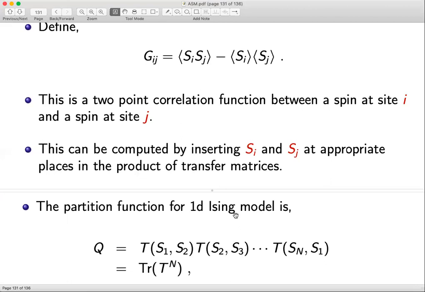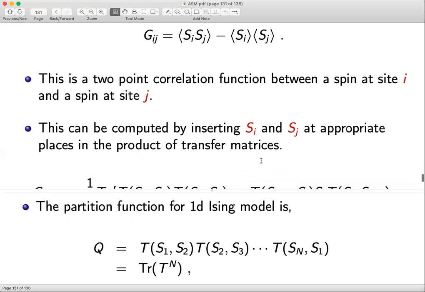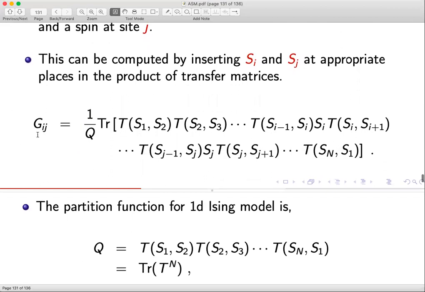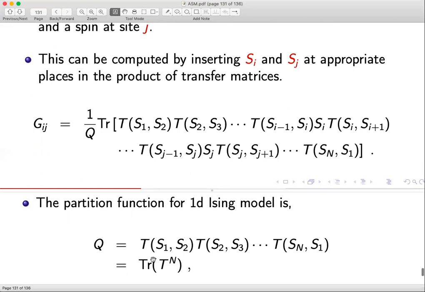Now, if you want to compute a two-point function, then you need to insert the spins in our computation of the partition function. The partition function is written in this fashion with no object inserted inside, just a product of transfer matrices. Now you want to compute the two-point function, so you insert the spin at the appropriate place. So we say that we compute Gij to be 1 over Q times, which just sets the normalization so that if there are no spins inserted, the terms would just cancel and give you the answer 1. And then you write down the trace, which is what this Q is.